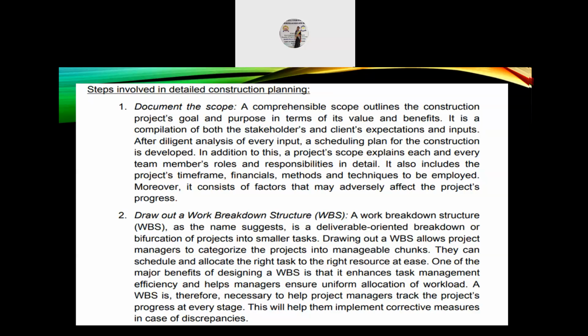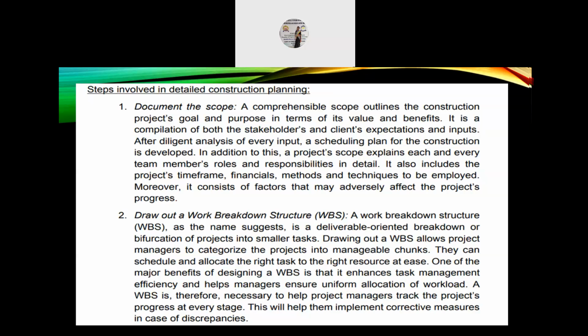In addition to this, a project scope explains each and every team member's roles and responsibilities in detail. It also includes the project's time frame, financials, methods, and techniques to be employed. Moreover, it consists of factors that may adversely affect the project's progress.